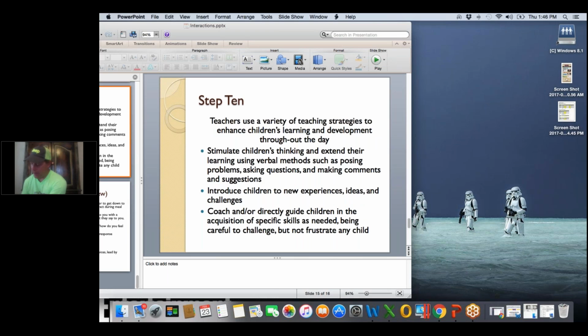Okay, and then my last little tip that I've got for y'all on communication is that teachers use a variety of teaching strategies to help enhance children's learning and development throughout the day. So, you've got to have a lot of tricks up your sleeve. You've got to have a lot of magic in that bag so that you can meet all of the needs of the children, communicate with all of the children effectively, and you've got to constantly change this up.